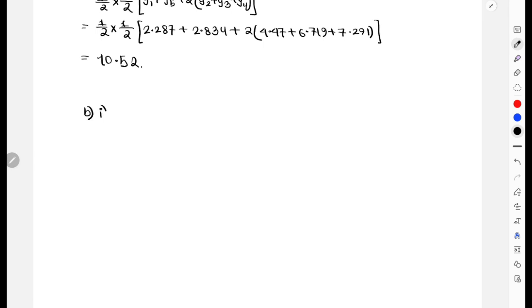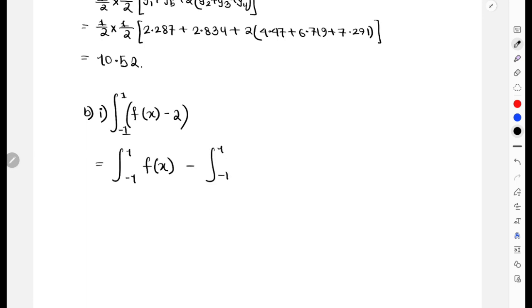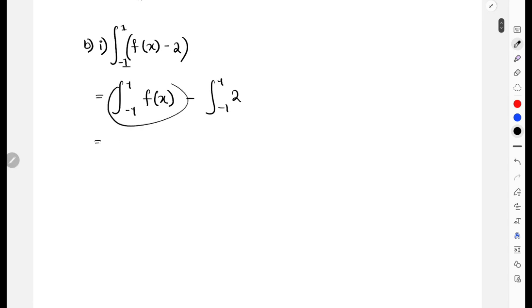For part B1, you're getting f(x) minus 2 with integration from 1 and minus 1 boundary, which is basically indicating that f(x) is subtracted with a boundary of 2x, or 2 over here. So 2 becomes 2x in this case. Now this part is already 10.52. We can already understand this was the expression for part A, so I'll just directly write 10.52.